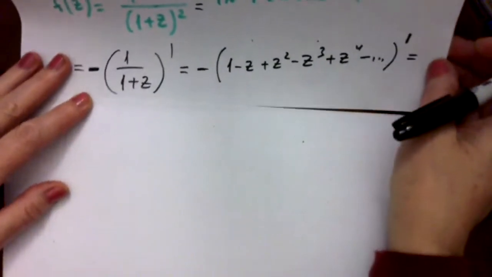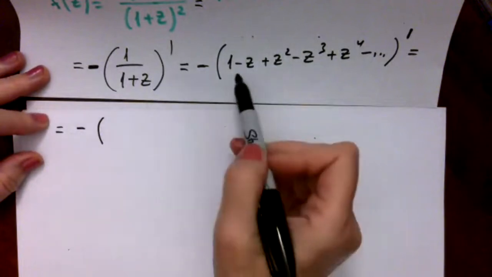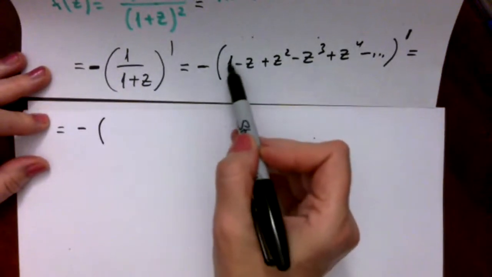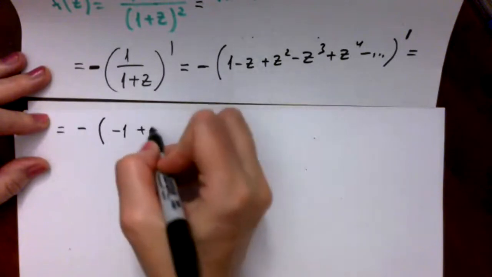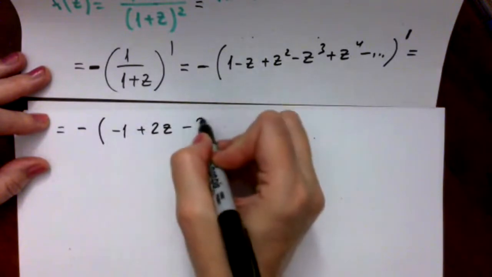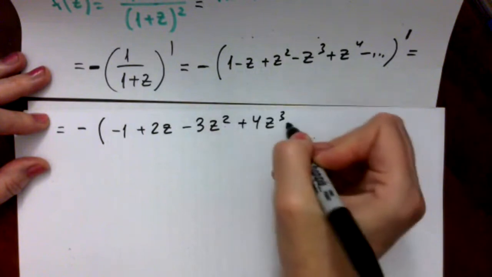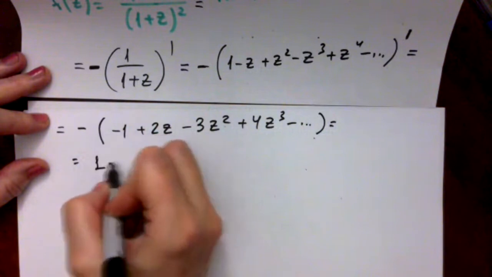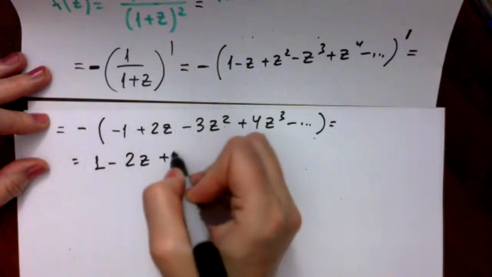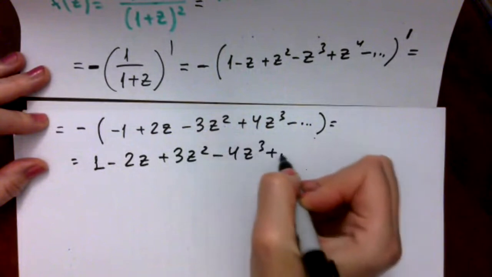Okay, so I'm rewriting this minus in front. And of course, the derivative of the first term is just 0. Minus 1 will be the derivative of minus z. Here we'll have 2z. Here we have minus 3z squared plus 4z cubed and minus so on. And now we need to multiply it by 1, of course. 1 minus 2z plus 3z squared minus 4z cubed and so on.